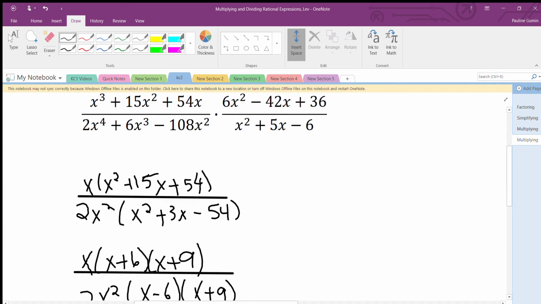All right, second fraction. Greatest common factor here is, well, is there one? Yes, there is. It is a nice one. It's 6. Let's factor that 6 out.